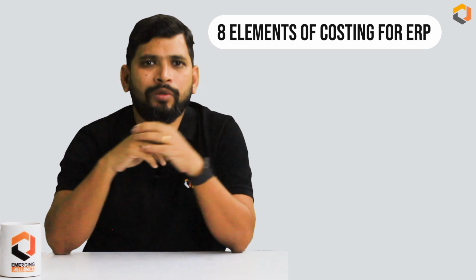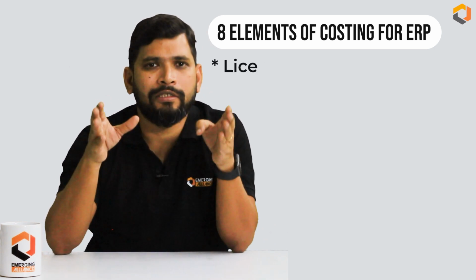Now, in a perpetual licensing model, there are basically 8 elements of costing involved. I'm going to go over it one by one, and I'll give you an explanation for each and every element. So the first element that we are going to talk about is the licenses.